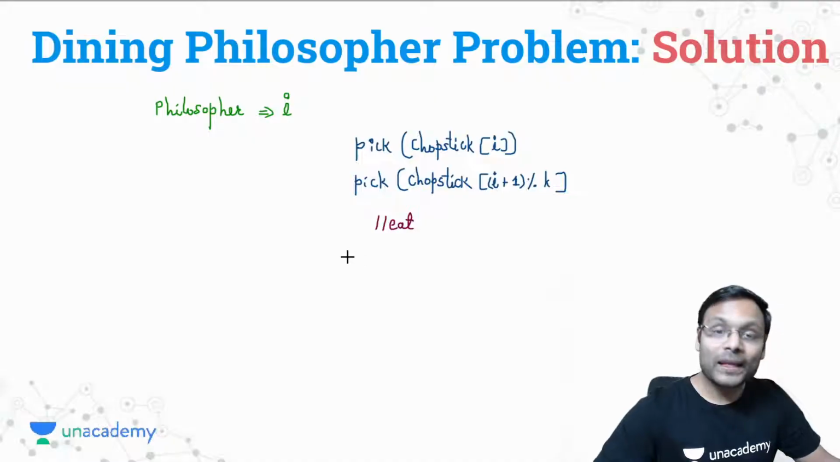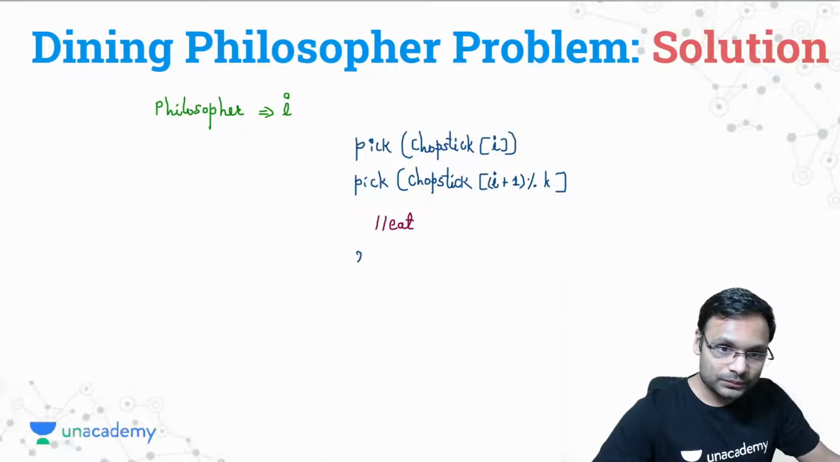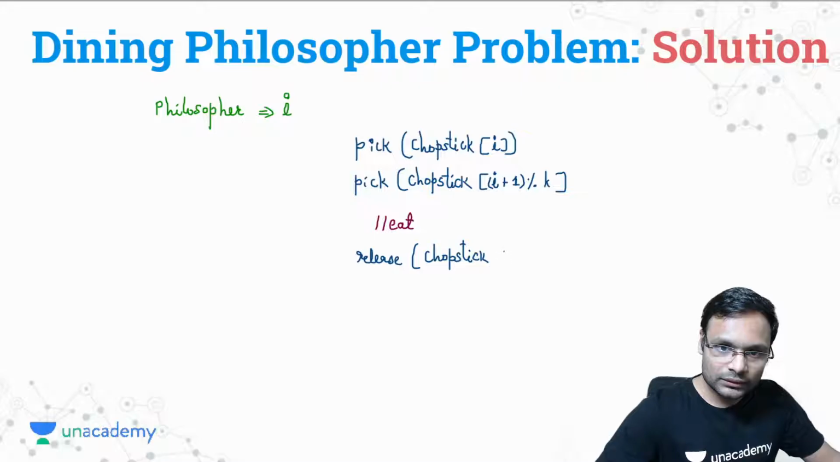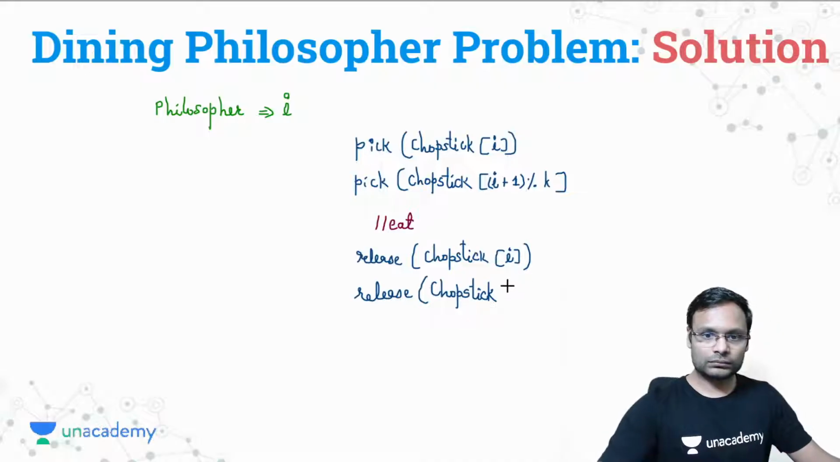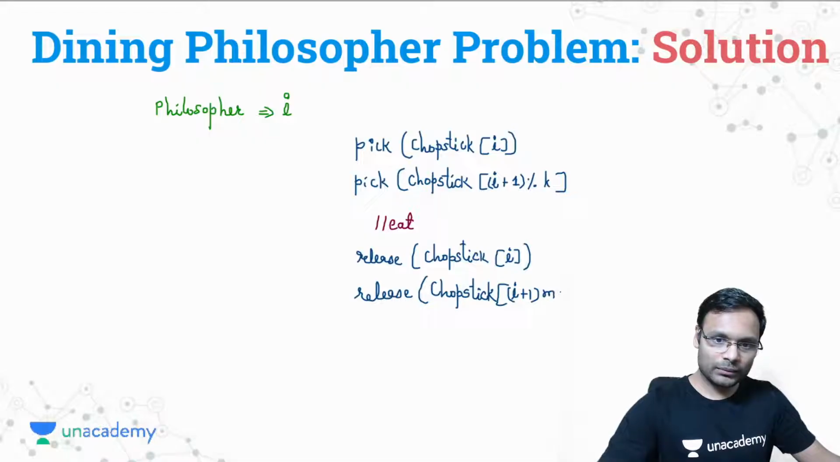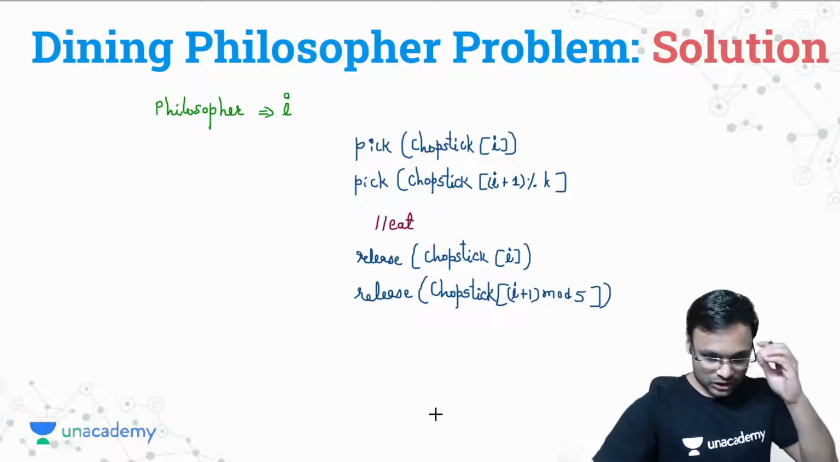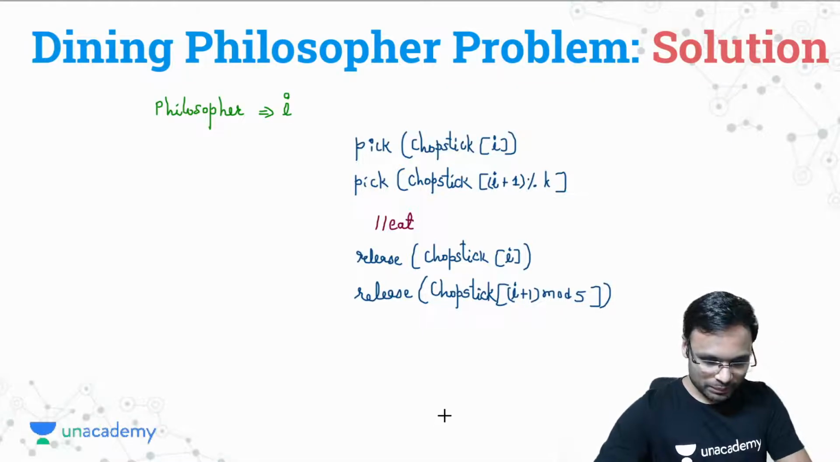Fine. How to release it? In that order: release chopstick number I, and after that release chopstick number (I plus 1) mod 5. Okay, great. Understood. Very simple.